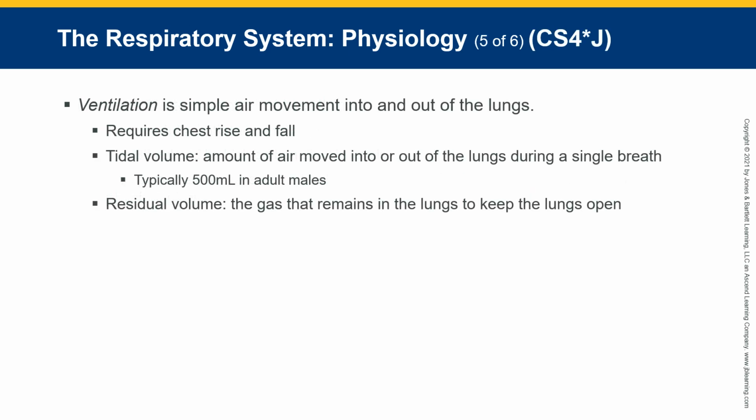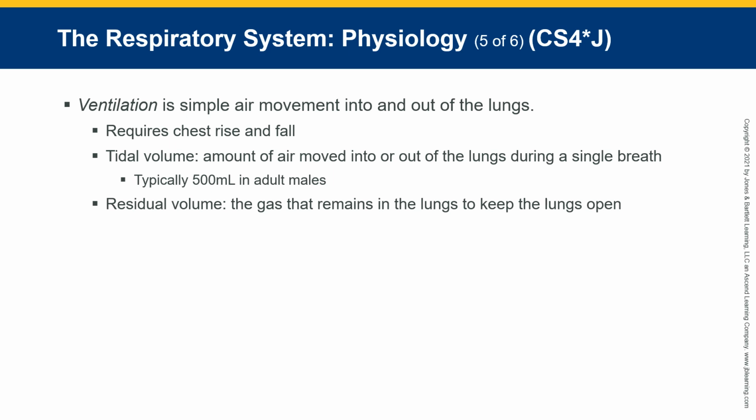Like we said, ventilation is moving air into and out of the lungs. It doesn't require there to be oxygen or carbon dioxide on either side of it. It requires the chest to rise and fall. You have to have that space and be able to do so. Tidal volume is the amount of air moved into or out of the lungs during a single breath. This is typically 500 milliliters in adult males between the ages of 30 and 60. That's what your textbook says is the average for all of these vitals. So just take that as, if you're not an adult male 30 to 60, it might be a little bit different.